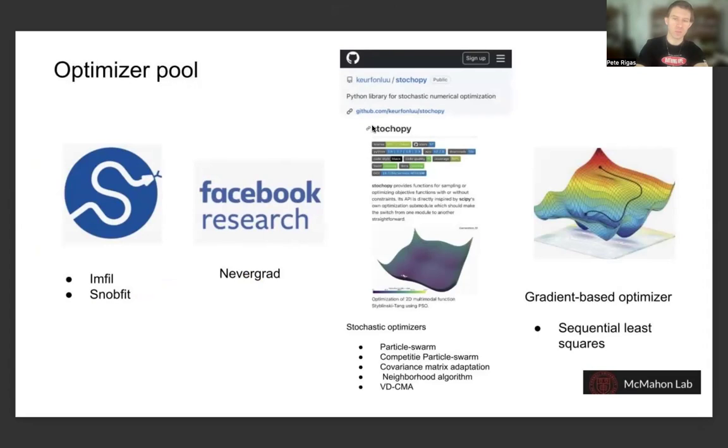And there are even other types of open source optimizers, including particle swarm, competitive particle swarm, covariance matrix adaptation neighbor algorithm, or VDCMA, another variant of the covariance matrix adaptation optimizer, as well as even a gradient-based optimizer with sequential least squares.